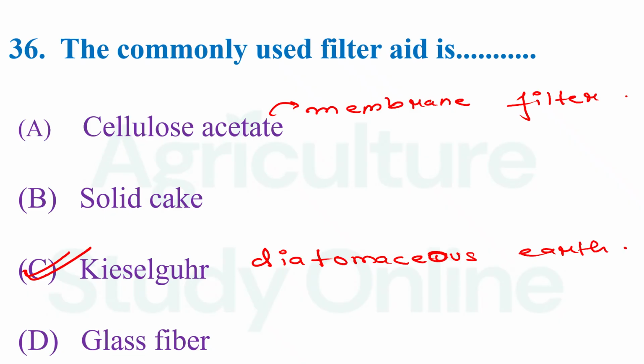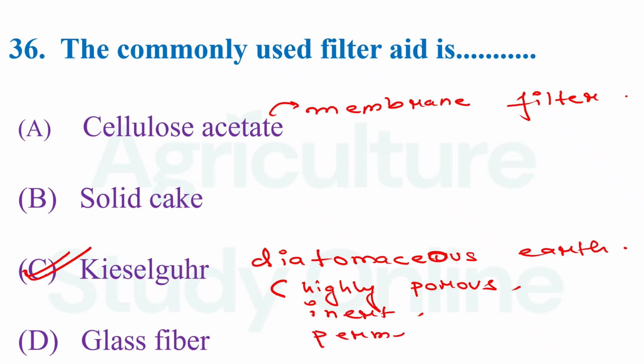Solid cake, no, it's the result of filtration. And this Kesselgur is also called diatomaceous earth, because it is highly porous, inert and permeable. It is basically used in beer filtration or the sugar industries. And glass fiber is just a filter medium. So correct option is C.